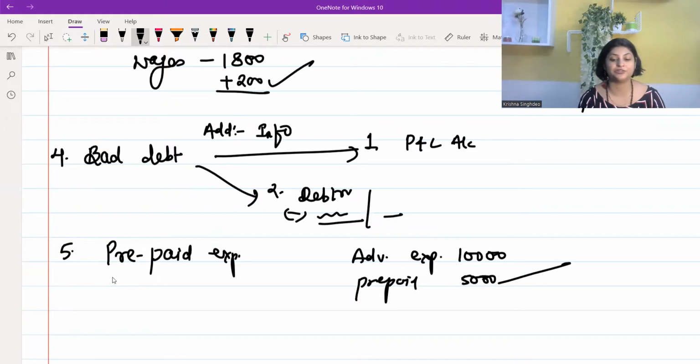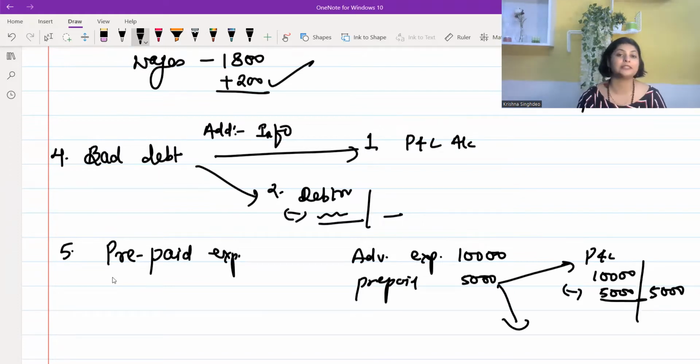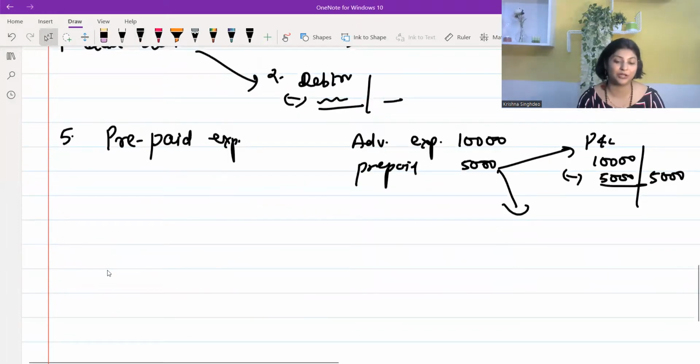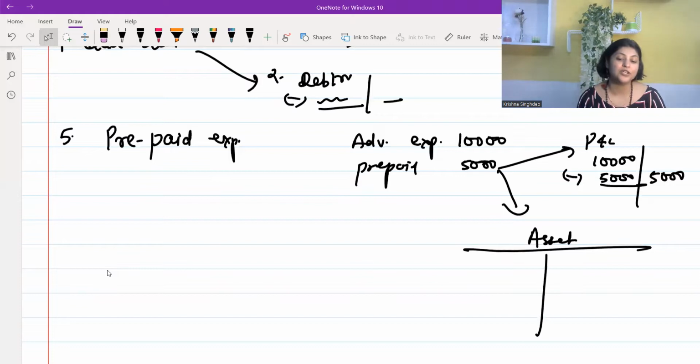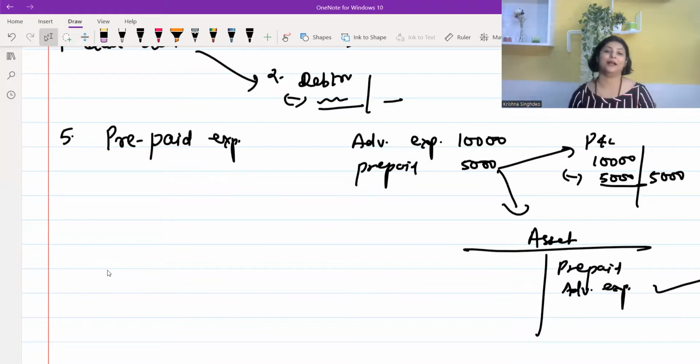Now, what will be the treatment for this? First, in the profit and loss account, you will write advertisement expenses 10,000 rupees, and this prepaid amount you are going to deduct from there. And what is the second adjustment? The second adjustment will be on the asset side of the balance sheet. You will write prepaid advertisement expense, like this, on the asset side of the balance sheet.